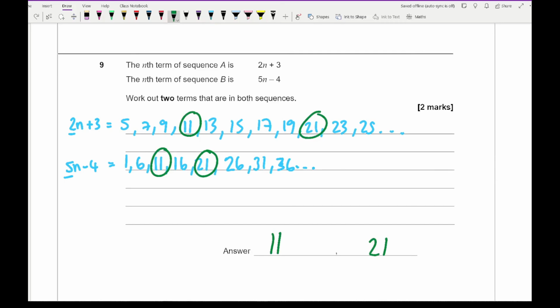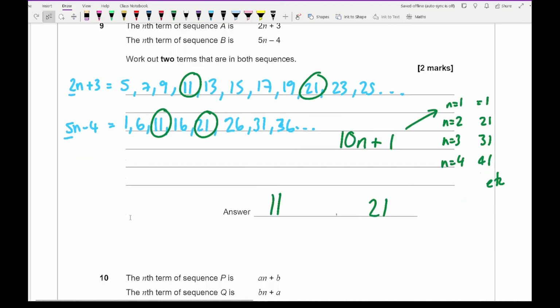Now, if you've gone out on a limb and thought of any other two numbers, then as long as it is in the sequence of 10n plus 1, that will always appear. So for example, when n equals 1, I'm going to get 10 times 1, which is 10, plus 1, which is 11. When n equals 2, 2 times 10 is 20, plus 1 is 21. n equals 3, 3 times 10 is 30, plus 1, 31, 41, etc. So any two of those numbers will be absolutely fine.